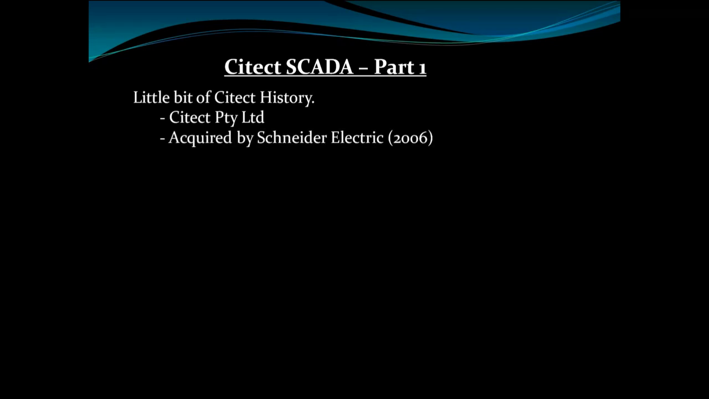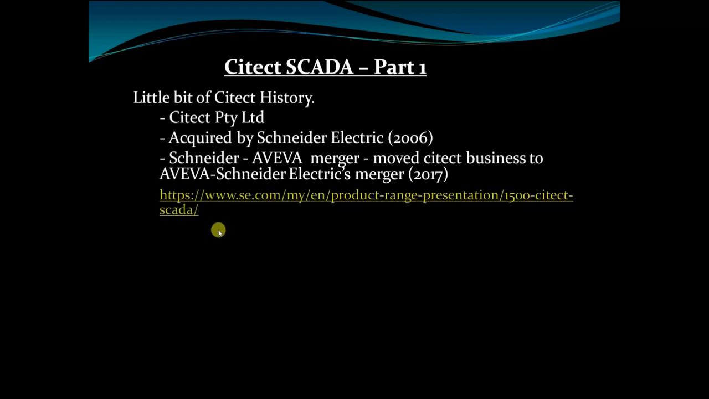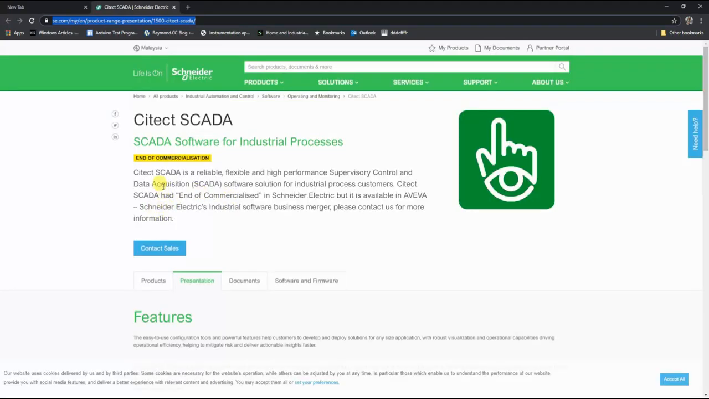Let us first see a little bit of history of Citect SCADA. Citect SCADA was initially developed by the Australian company Citect Proprietary Limited. Then it was acquired by Schneider Electric in 2006, and later, after the merger of Schneider and Aveva in 2017, Citect has moved its business to Aveva Group. This information is available on their official website. This reads, Citect SCADA had ended up commercialized in Schneider Electric, but it is available in Aveva Schneider Electric industrial software business.